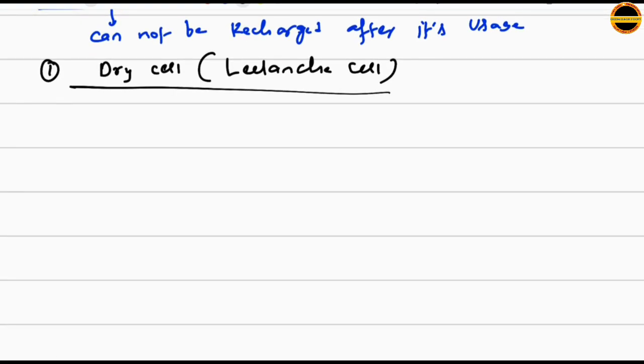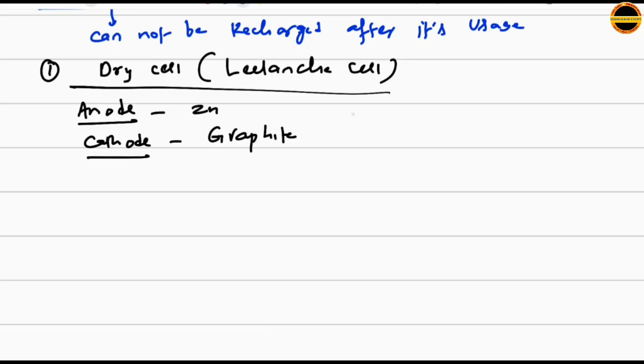In each case, you remember the anode, cathode, and net cell reaction. In this case, the anode is the zinc container, the cathode is graphite. And here the electrolyte.